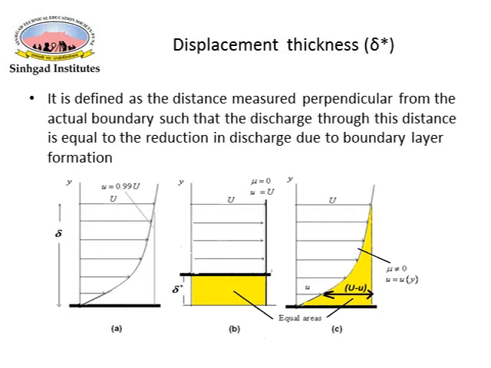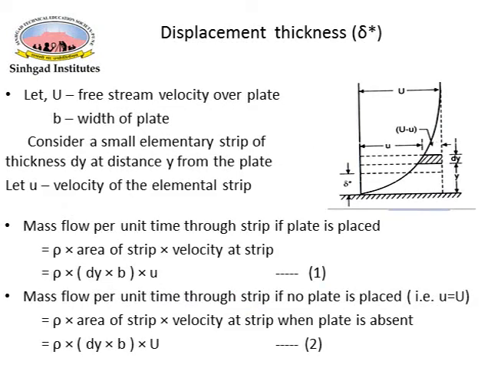The displacement thickness delta is defined as the distance measured perpendicular from the actual boundary such that the discharge through this distance is equal to the reduction in discharge due to boundary layer formation. Figure shows that it is 0.99. Let U be the free stream velocity over the plate, and b the width of the plate as shown in the figure.